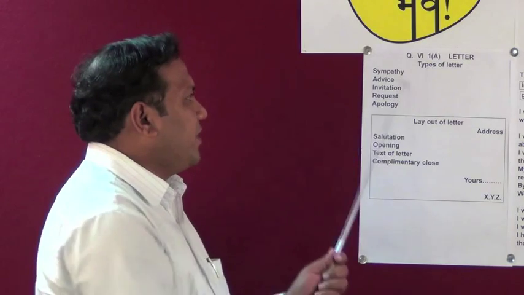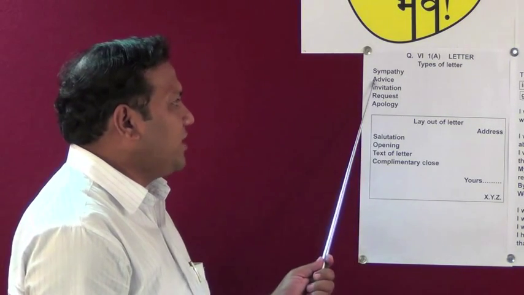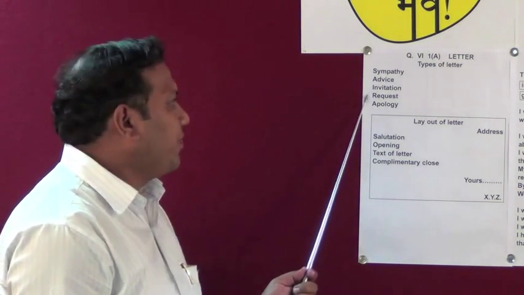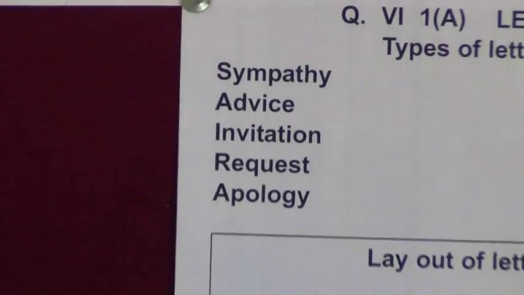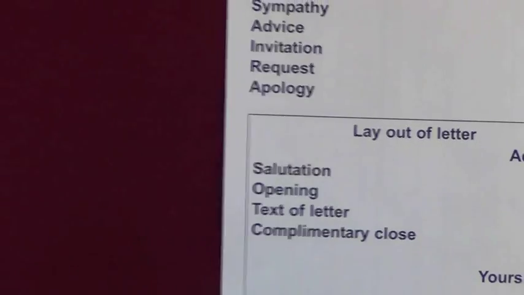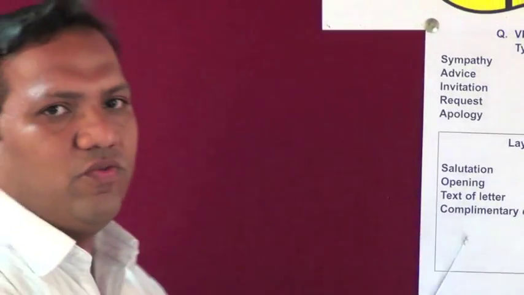First is sympathy letter, advice letter, invitation letter, request letter, apology letter, and various others. These 5 are very important because they are repeatedly asked in your board question paper. So I feel that these 5 you are supposed to focus on.